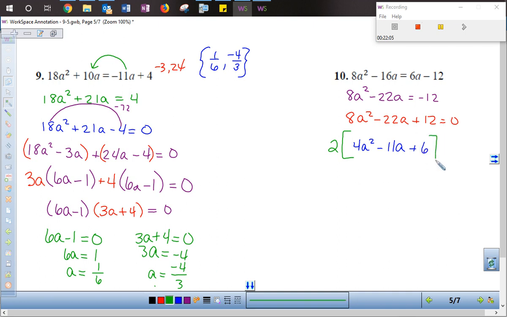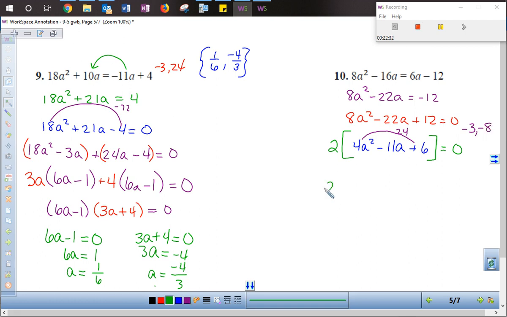Then I can close my brackets and set it equal to 0. Now on the inside, I want to look to see what I have left. I have 3 terms with an a value of 4, so that means I need a frowny face factor. So I want to find the factors of 24 that add together to be negative 11. Now, the factors of 24 that add together to be negative 11 are negative 3 and negative 8.